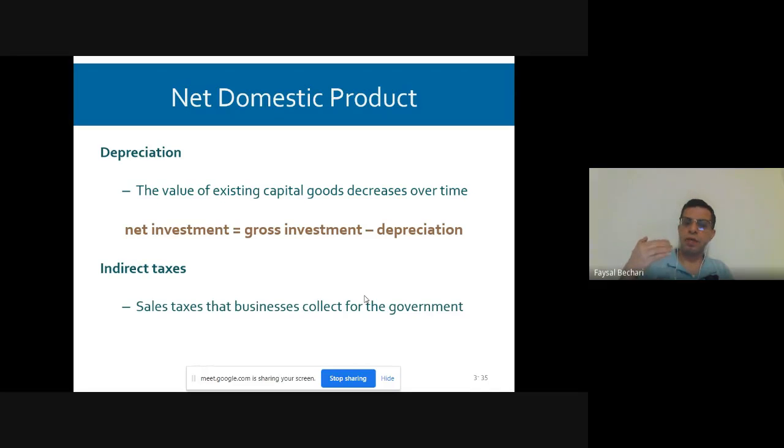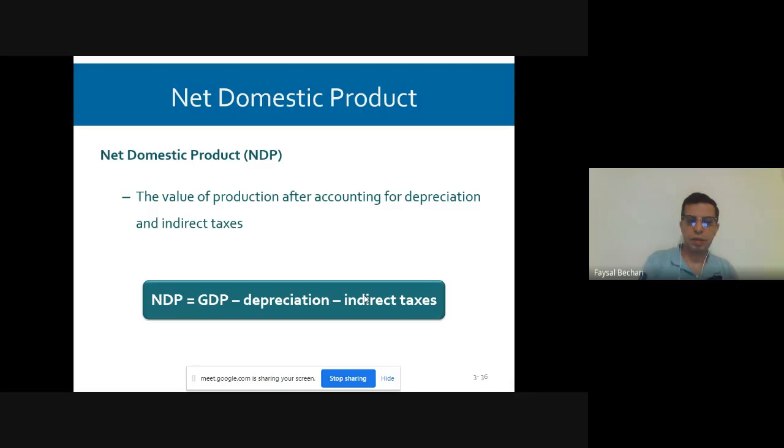And the indirect taxes, the sales taxes that businesses collect for the government. For example, the value added taxes, the GST, the PST that we have here. When you go and buy a donut, the businesses collect taxes, and this is the value added tax the business collects on behalf of the government, and then they have to pay the government. That's called indirect taxes. The direct taxes is when the government deducts from the profit, for example, or your income.